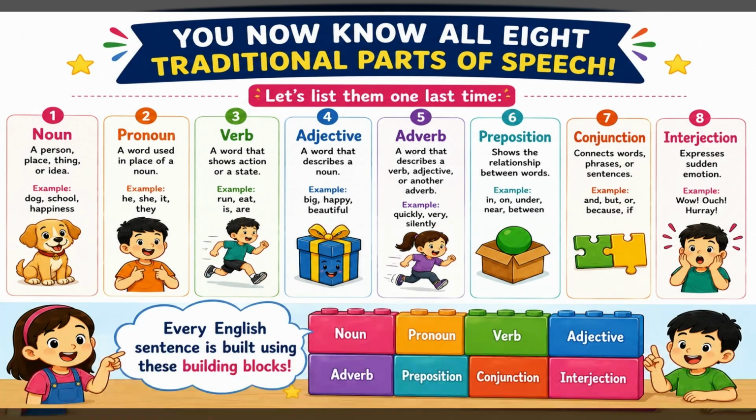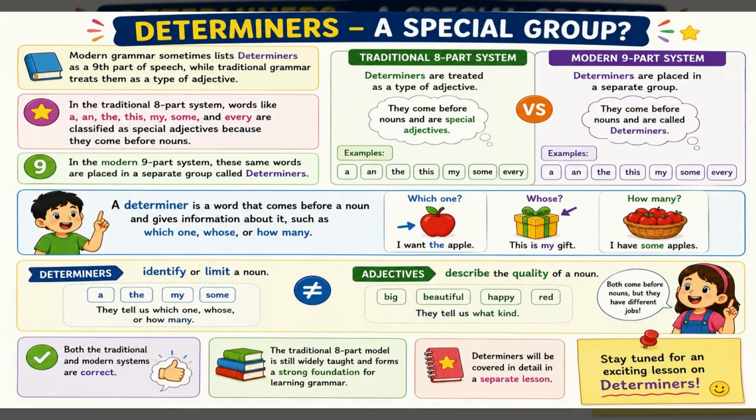And the best part? You don't need to memorize complicated definitions. Just understand the job each word does. That's what grammar is really about. Before we end this Parts of Speech series, there's one important question that some of you might have. You may have noticed that I explained 8 parts of speech: noun, pronoun, verb, adjective, adverb, preposition, conjunction, and interjection.